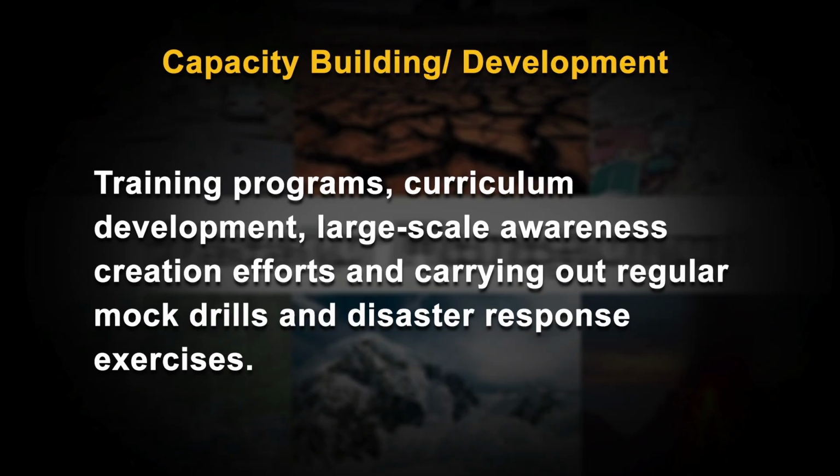The components fall under priority 2 of the Sendai framework in strengthening the disaster risk governance to manage disaster risk. The central and state governments will have to set up necessary institutional support for enforcement, monitoring and compliance, capacity building and development. The capacity development includes training programs, curriculum development, large scale awareness creation efforts and carrying out regular mock drills and disaster response exercises. The capability to implement, enforce and monitor various disaster mitigation measures has to be improved at all levels, from the local to the higher levels of governance.